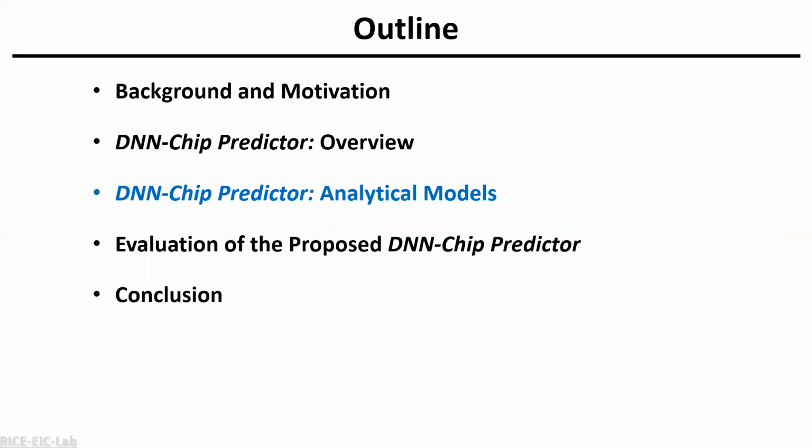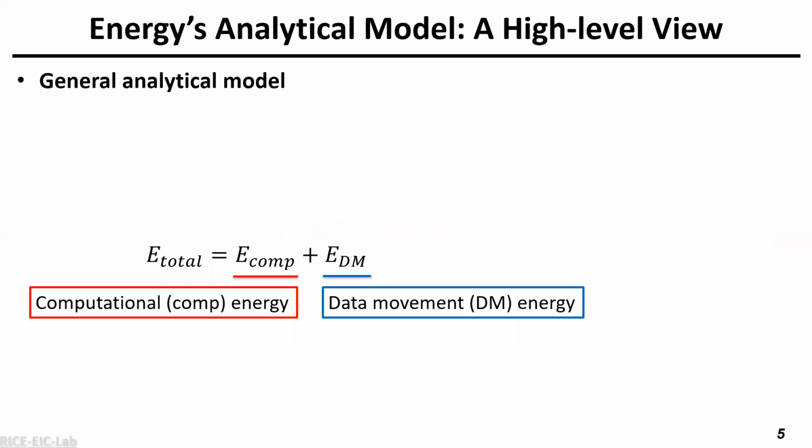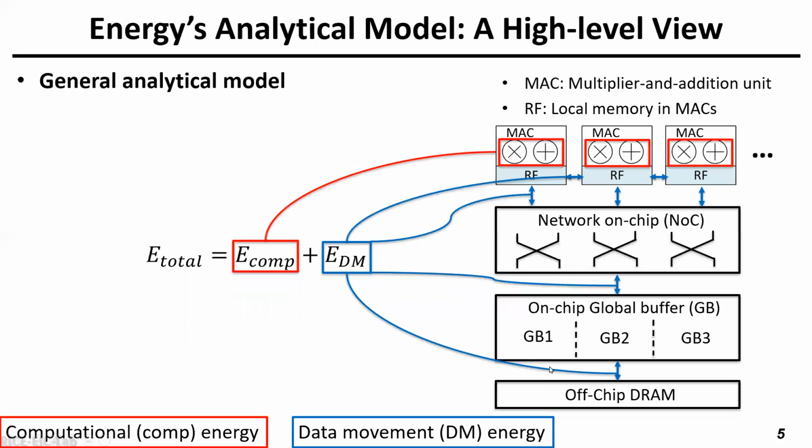Next, I will introduce the high-level intuitive methodology associated with our proposed analytical chip predictor. Without loss of generality, I here take the energy prediction as an example. From a high-level view, the total energy of a DNN accelerator consists of both the computational energy and the data movement energy, denoted here as E_COMP and E_DM, respectively. Both of these two energy costs depend on the adopted DNN models, hardware architecture, DNN to hardware mapping, for example, data flow, and the process technologies.